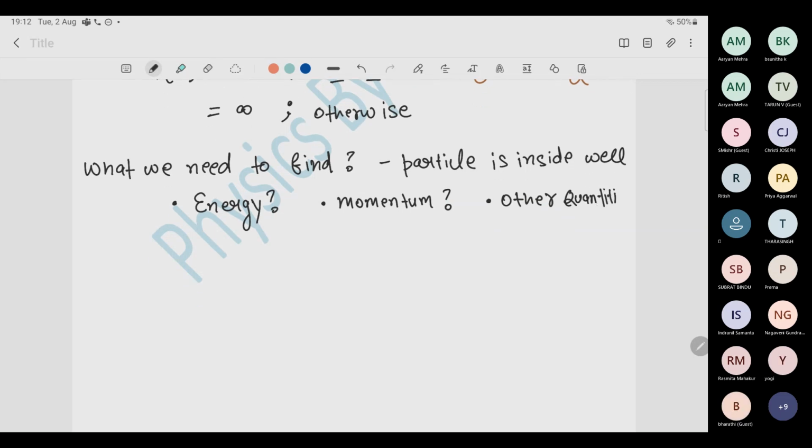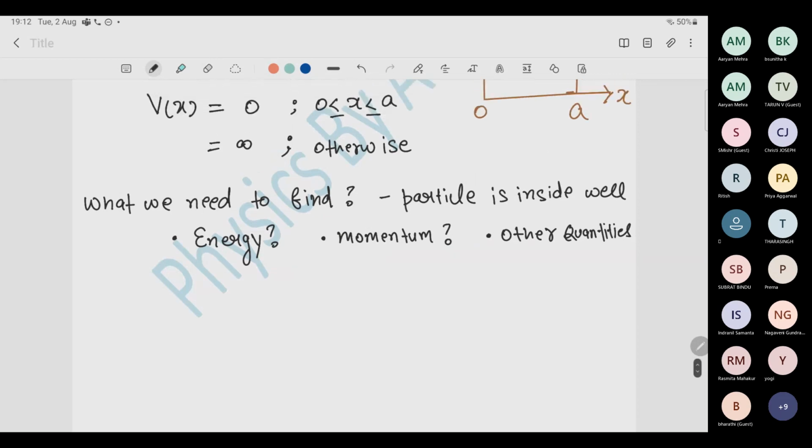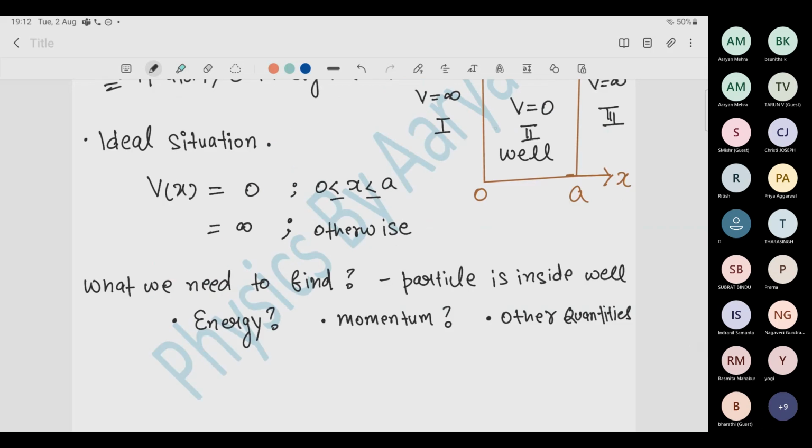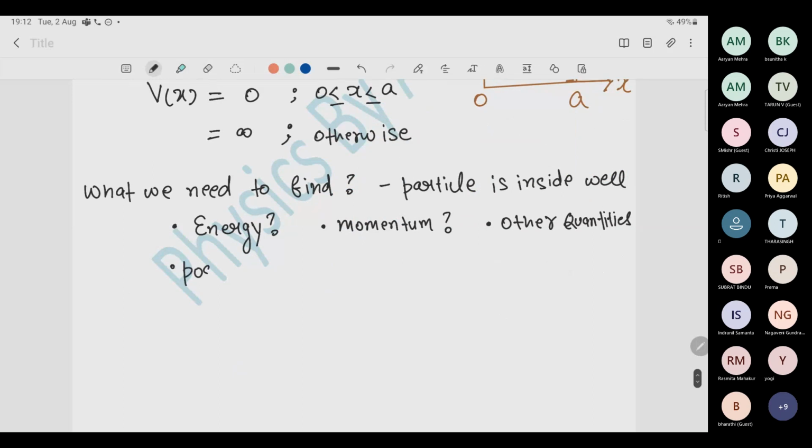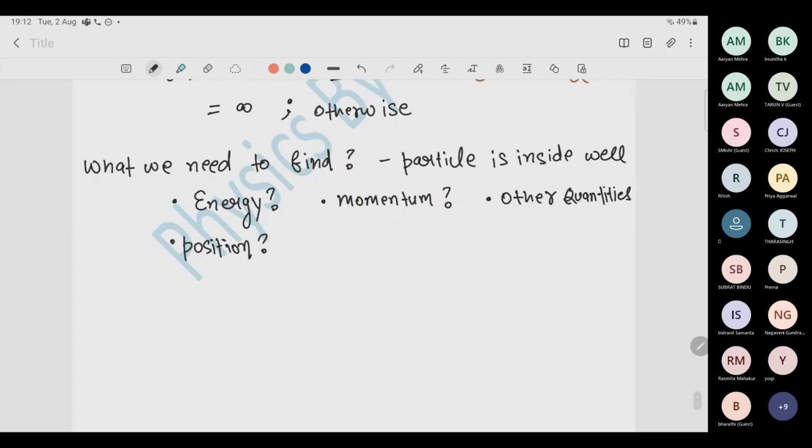But what about position? If a particle is inside this well, where is it actually? Is it here? Is it here? Where is it? So that we also need to know. So position we also want to know. Okay, so all these things we want to know.